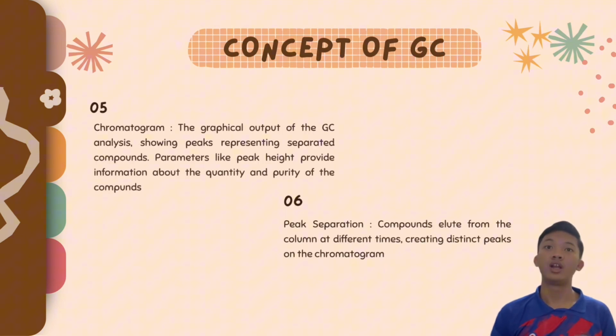Next is chromatogram. A chromatogram is the graphical output of the gas chromatography analysis, showing peaks representing separated compounds. Parameters like peak height provide information about the quantity and purity of the compounds. And the last one is peak separation. In peak separation, the compounds elute from the column at different times, creating distinct peaks on the chromatogram.